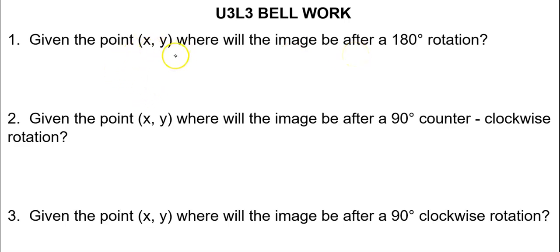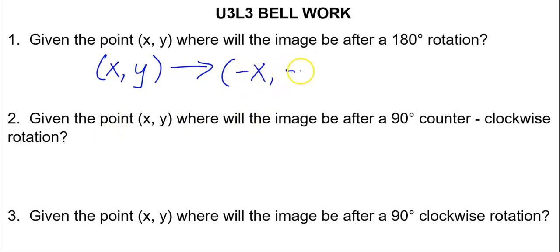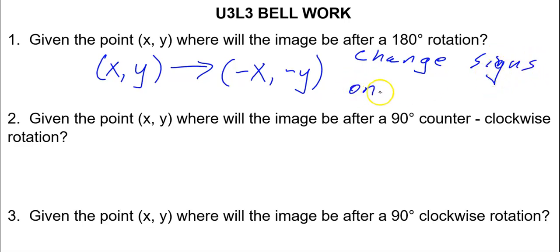So if I have a point (x, y), what is the image after a rotation of 180 degrees? My rule says start with the point (x, y). We're going to map it onto what the point becomes: negative x, negative y. What that means is change the sign on x and change the sign on y. That's what that rule is telling me.